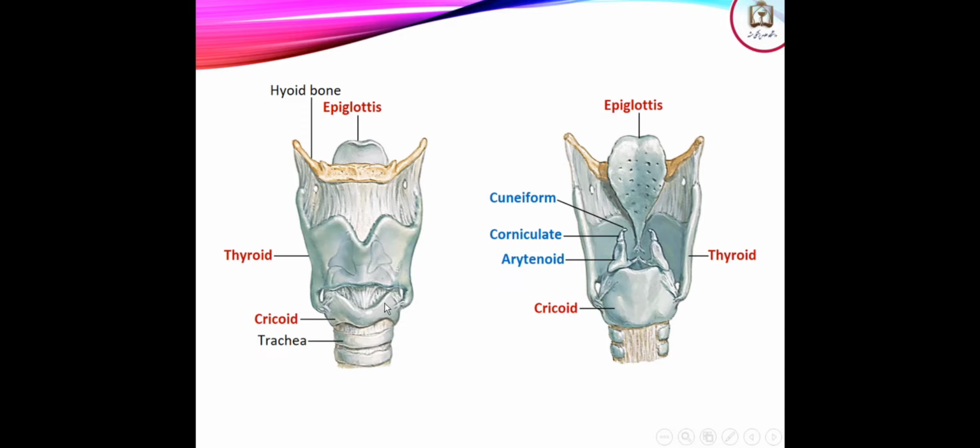And between the cricoid and thyroid, we've got a membrane or ligament called the cricothyroid ligament or membrane. So remember that we've got cricothyroid joints, and also we've got the cricothyroid ligament or membrane.